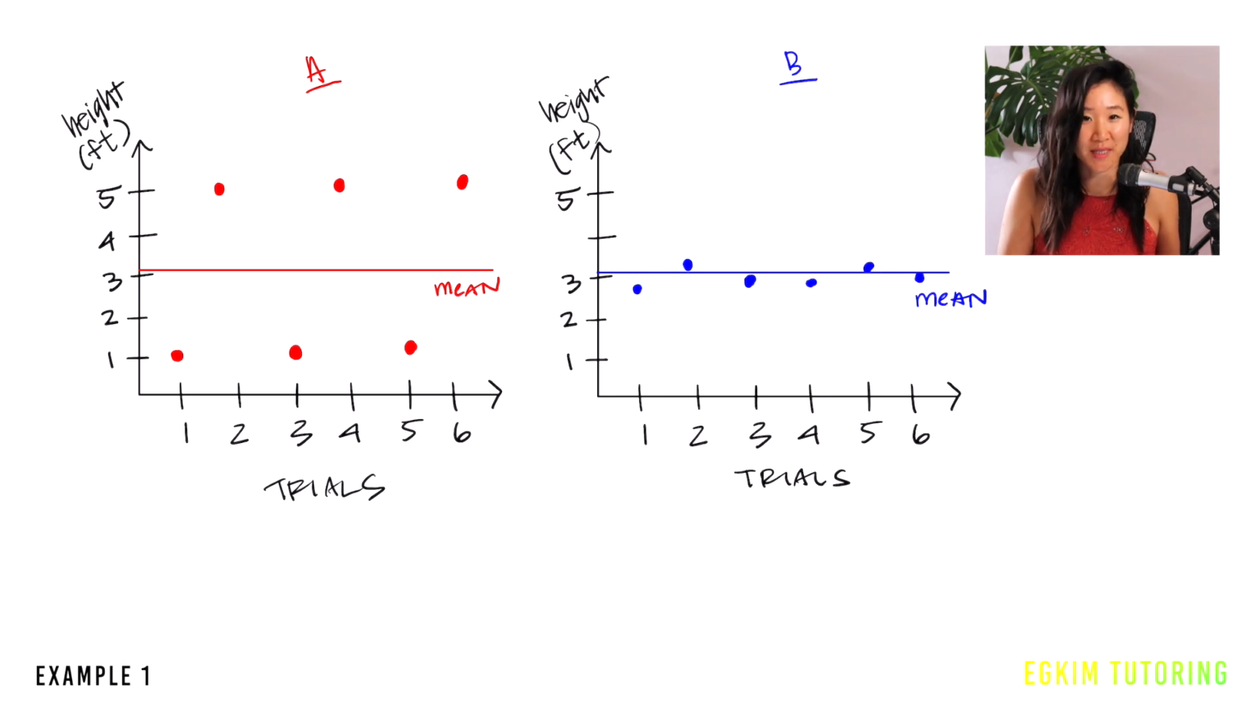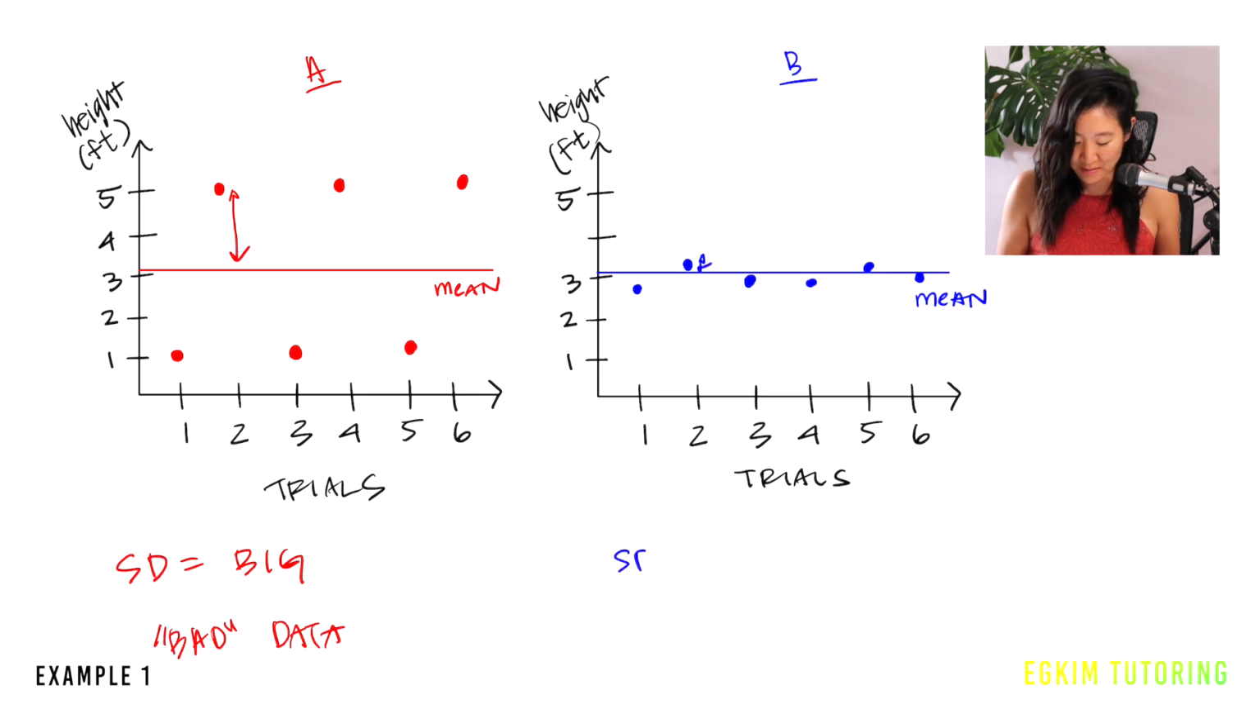If you notice, both scientist A and scientist B have a mean of 3 feet, but if you look at scientist A's data, the data points are very far away from the mean. So here the standard deviation is big. I'm just going to label this as SD is big. This is what I would call bad data, but I put bad in quotes because who knows what's going on. And then for scientist B, the data points are very close to the mean. So this is where the standard deviation is small. SD is small. And this is what I would call good data.